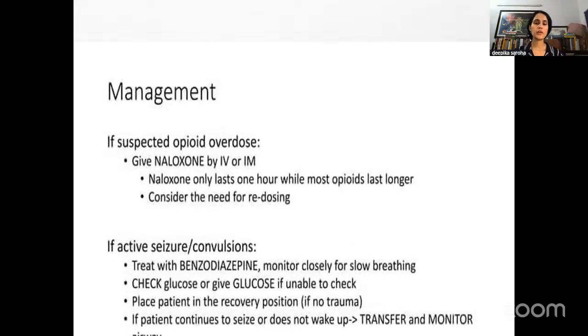In any opioid overdose or mixed drug overdose, give naloxone by IV or IM, and consider redosing if required. If the patient is actively seizing or there is convulsion, there is a set protocol. Think about long-acting benzodiazepines, and monitor closely for slow breathing, whether there is a requirement of intubation in those patients or not, whether the patient is having status epilepticus, refractory status epilepticus, or non-convulsive status epilepticus. Place the patient in the recovery position, that is on the left lateral, without inserting anything in the mouth, which is a common practice outside.